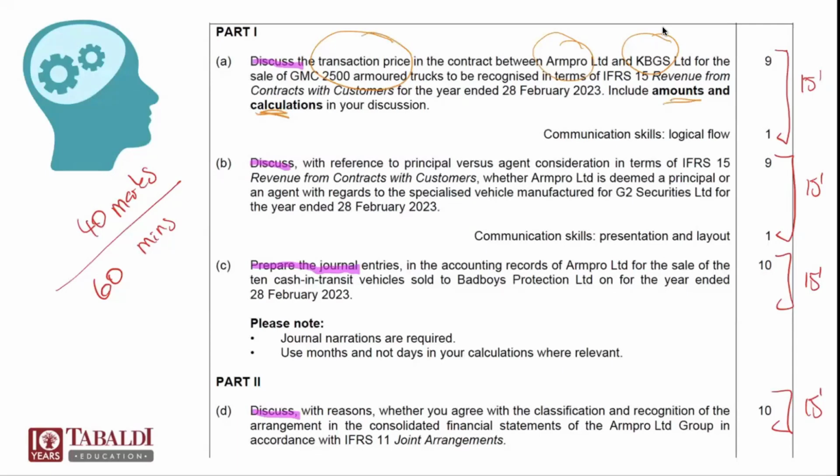I know I'm going to reference them. Just have a look at number 2. This is also IFRS 15. What are the companies? AMPRO and G2. Looks like different companies, okay?